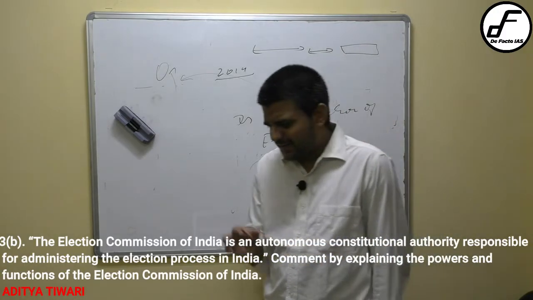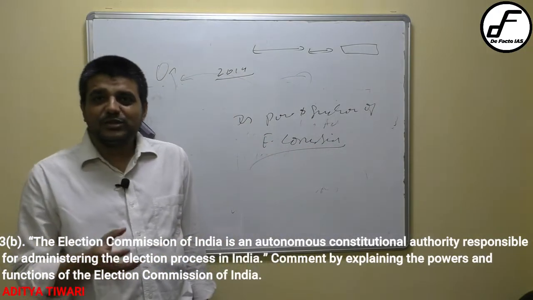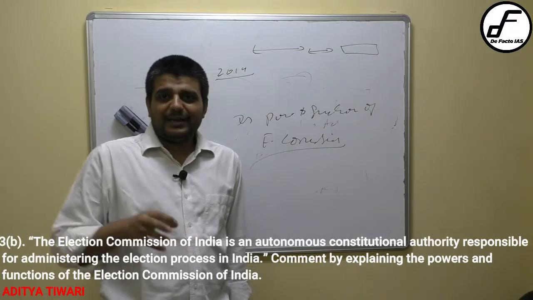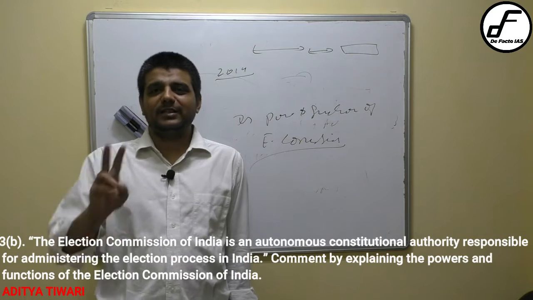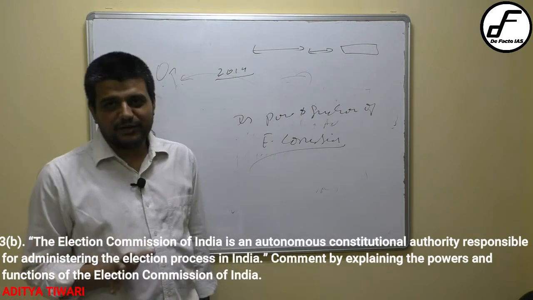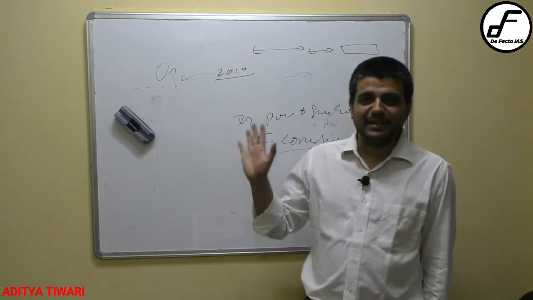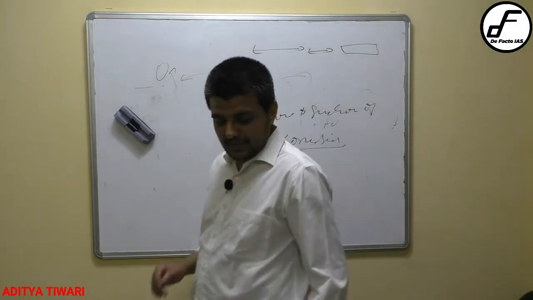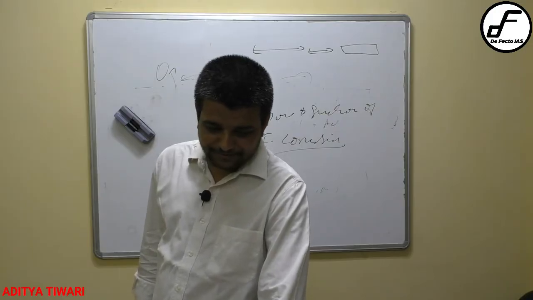Because the exact requirement of the question is that you have to use power and function to support the argument that the Election Commission is an autonomous body and that it administers the election. Those are the two arguments you have to support. Understood? Again, this is only a guideline, because a philosophical question can take multiple shapes. It can really take multiple shapes. Now let us come to the last question of today's discussion.